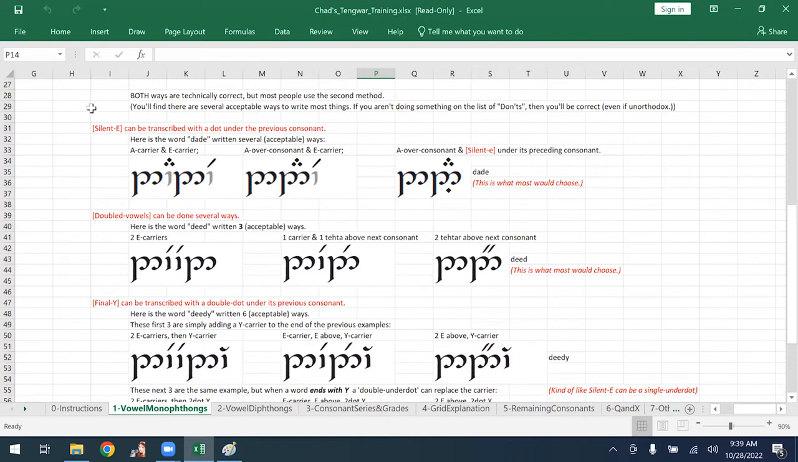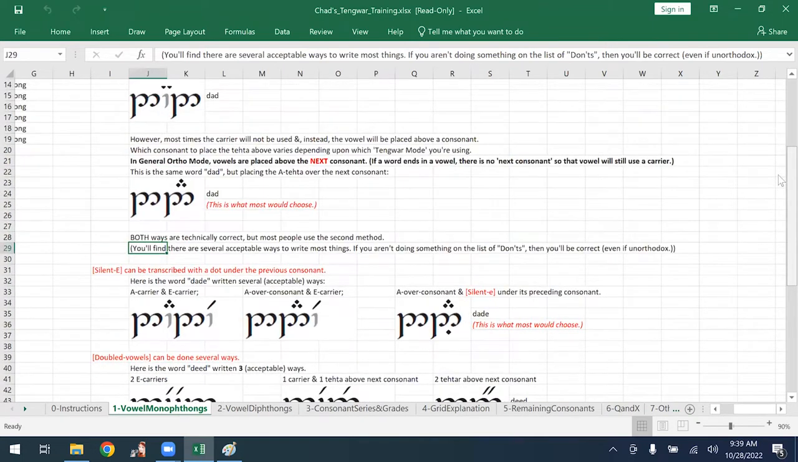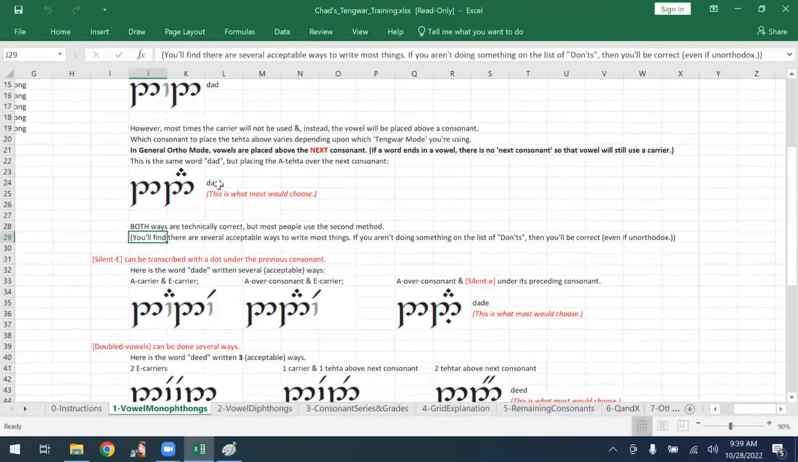Silent E. So first of all, let me say this right here again. Both ways are technically correct. That's the stuff I was showing you up here. So you can do it with the carrier, you can do it without the carrier. And I stress, both ways are technically correct, but most people use the second one. You'll find there are several acceptable ways to write most things. If you aren't doing something on the list of don'ts, then you'll be correct, even if unorthodox.